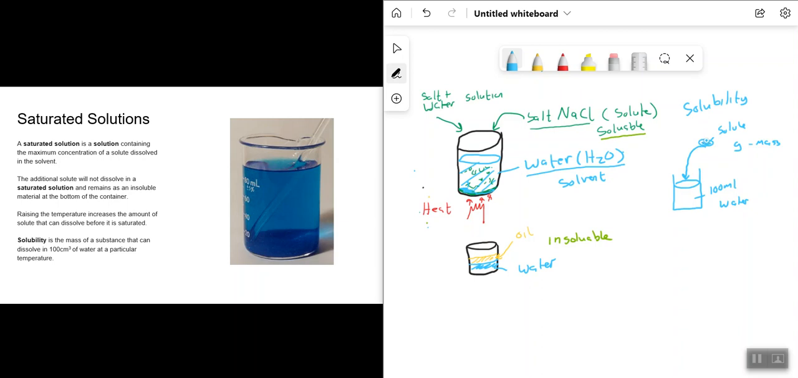And this can be used as a way to identify different materials or different substances. Some substances are such that you can dissolve a lot of mass, a lot of grams of it, in 100 mils of water. And then other substances like oil, for example, none of it will dissolve into the water. So that's a way that you can distinguish one material from another. We can use this property called solubility.